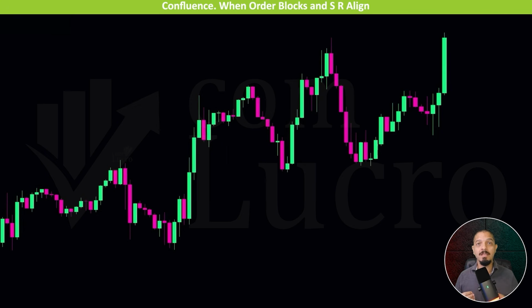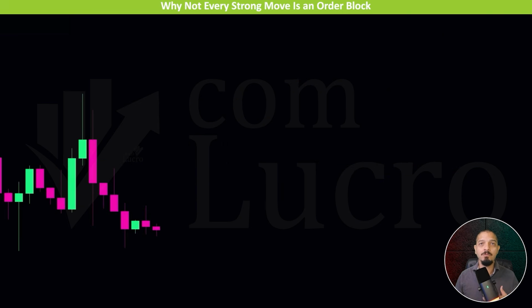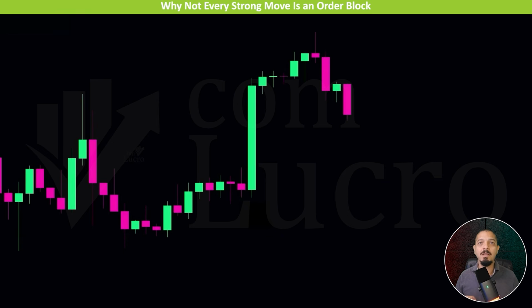Even though order blocks and support and resistance are different concepts, they can complement each other effectively. When an order block aligns with a support or resistance level, this creates what is known as confluence. Areas of confluence tend to carry more weight, as price has a higher probability of reacting when multiple factors point to the same zone.